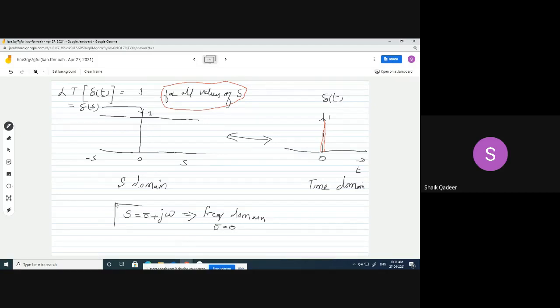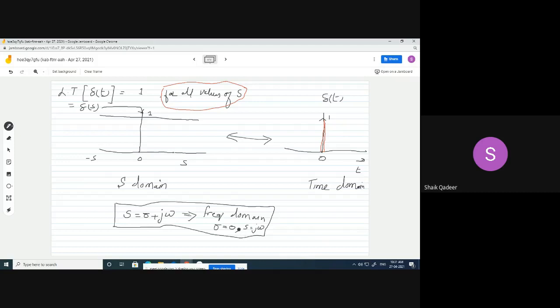This is a part you will have to remember. The only difference between S domain and frequency domain is that in case of frequency domain, the sigma term of complex variable S is 0. Is it clear? So here S is j omega. To get frequency domain from S domain, we need to write S is equal to j omega. This I already told you. So hope it is clear.